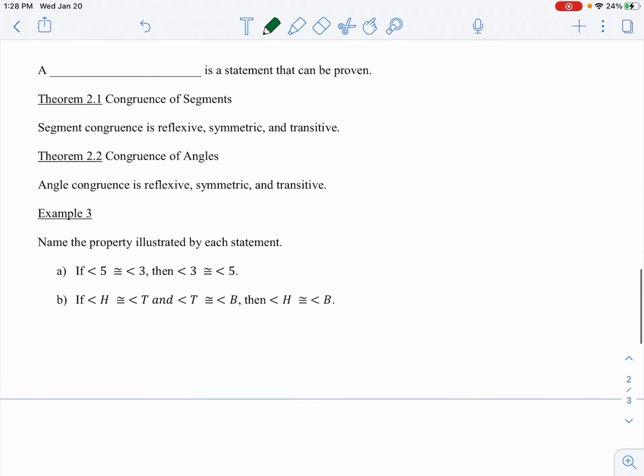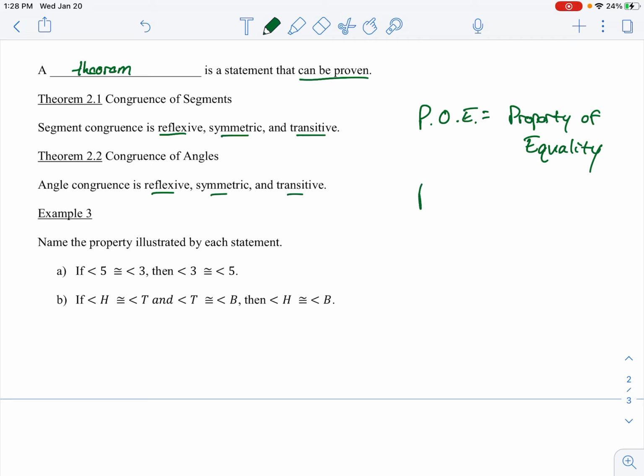And then we have our last little bit here, which is a good place to sneak it in. A theorem, just to remind you, because I have the word theorem down there. A theorem is a statement that can be proven. And then remember our reflexive, our symmetric, and our transitive. Yesterday, I kept saying that POE meant property of equality. Today, we're just going to learn that it's the same exact property, but we have it working for congruency. So POC, property of congruence.